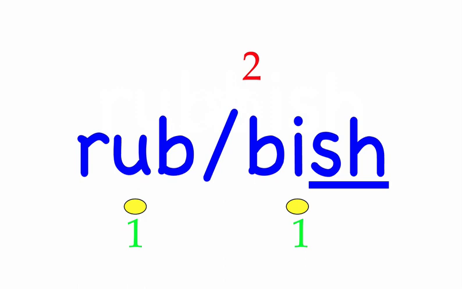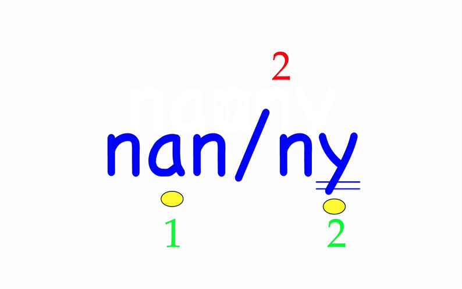Nanny. She took a position as a nanny. Nanny. First syllable is nan, 3 sounds. N, a, n. Knee, 2 sounds. N, e. Nan, knee. Mark the word. Nanny.